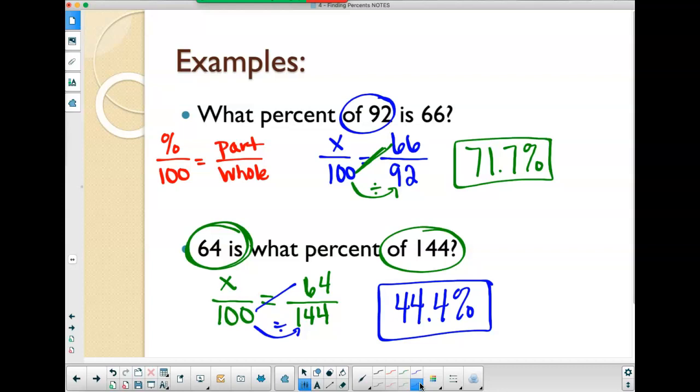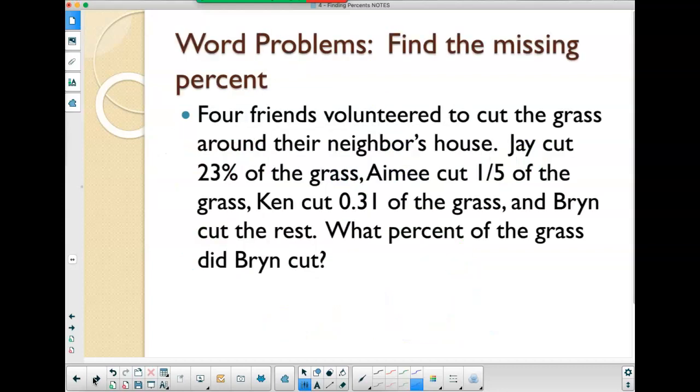Okay, flip the page. Let's look at a word problem. You're going to see a word problem like this on your homework. 4 friends volunteered to cut the grass around their neighbor's house. Jay cut 23% of the grass. Amy cut 1/5 of the grass. Ken cut 0.31 of the grass, and Bryn cut the rest. What percent did Bryn cut? Okay. What I would do when I see this problem is I know there's 4 people. There's Jay, Amy, Ken, and Bryn.